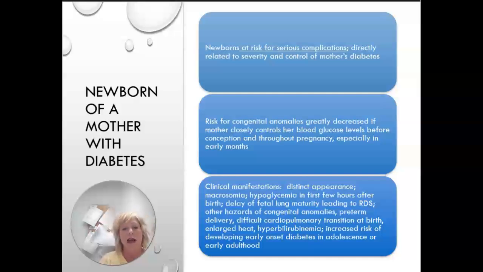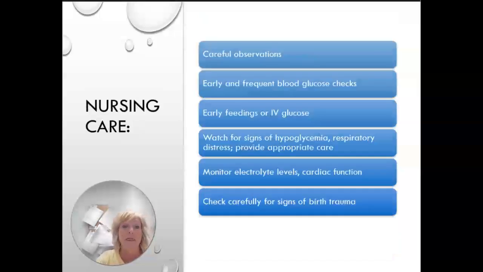We're also going to remember that these babies are at increased risk of developing early onset diabetes in their adolescence and early adulthood, just because mom had it. So nursing care for us: careful observations. Make sure you're watching that baby very, very closely. Early and frequent blood glucose checks. I would rather go ahead and check their blood glucose than not check their blood glucose.